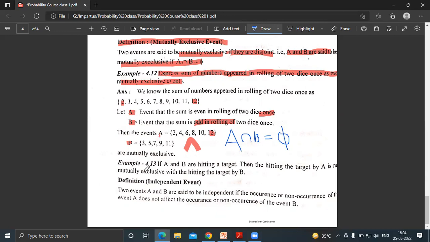Okay, then another example, 4.13. Suppose A and B are hitting a target. Then the hitting of the target by A does not depend on, and is mutually exclusive with, the hitting of the target by B, because the target hit by A is different from the target hit by B. So A and B are different. If you take the intersection, then it is phi, so they are mutually exclusive.